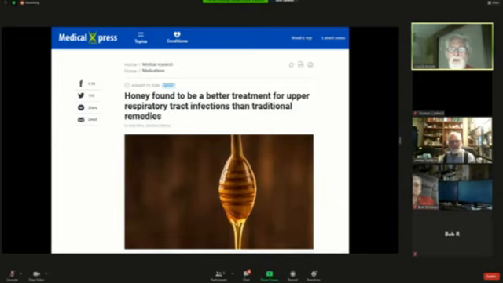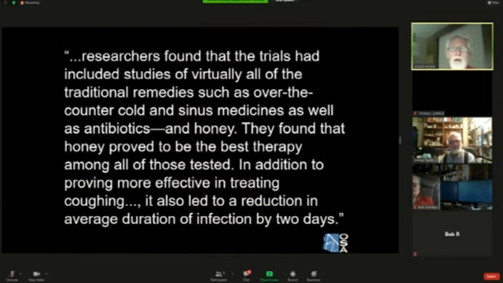Well, it's found that honey actually does a better job against colds, the common cold, than anything else that we have. So the recommendation to use honey for the common cold is actually beneficial. And here's just a quote from the article showing how this works with the viruses that cause the common cold.